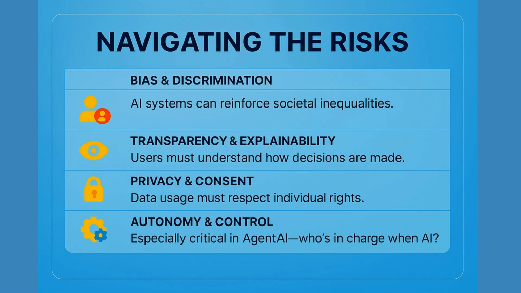Privacy and consent are foundational to ethical data use, requiring clear boundaries around how personal information is collected and applied. Finally, autonomy and control, especially in Agent AI, raise important questions about accountability when machines act independently. These considerations are not just technical challenges, they are societal imperatives. By embedding these principles into AI design and governance, organizations can foster systems that are fair, trustworthy, and aligned with human values, paving the way for ethical innovation.